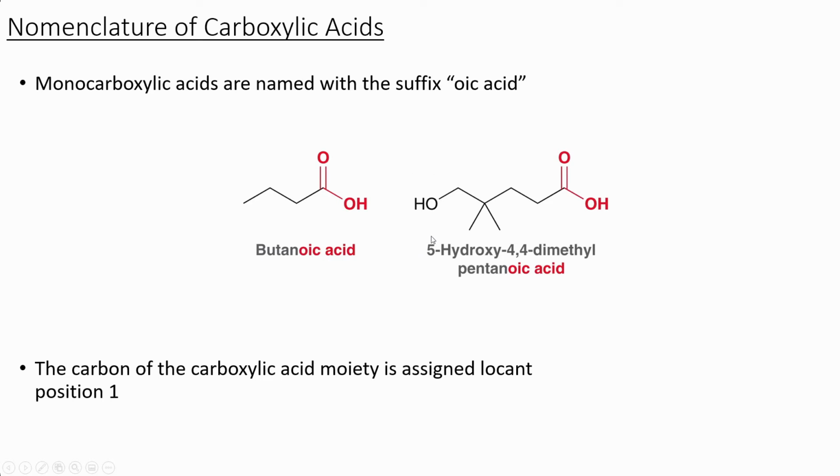And we can see here with this molecule, once again, we have oic acid. We have our longest linear chain of 5, so it's a pentane. And we're going to position carbon number 1 so that the carboxylic acid has the highest priority and is at the lowest position. So comparing the carboxylic acid to the hydroxyl, the carboxylic acid will have higher priority.